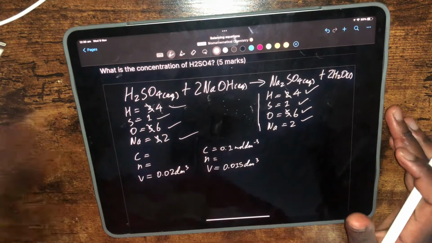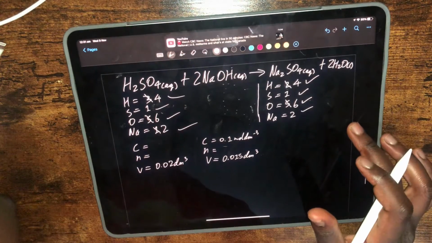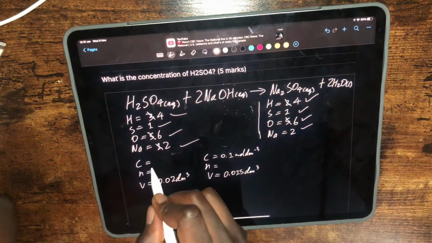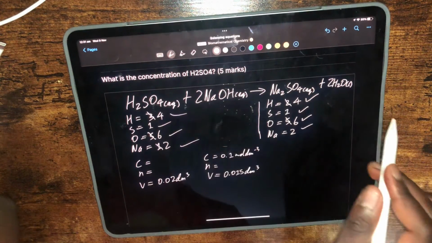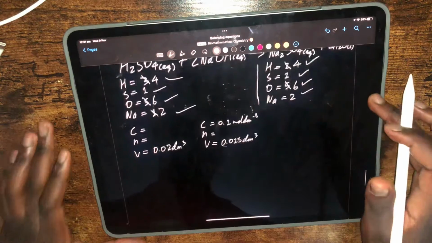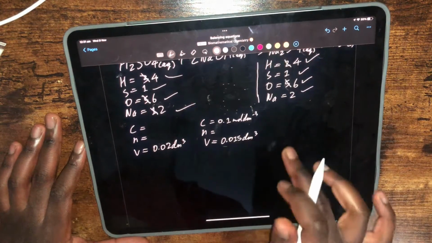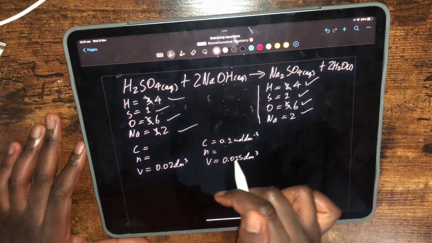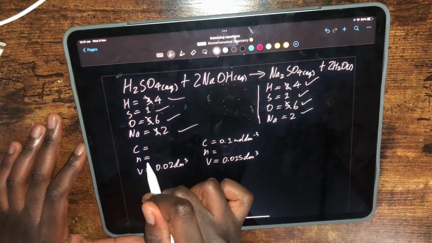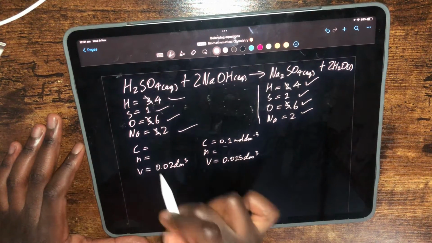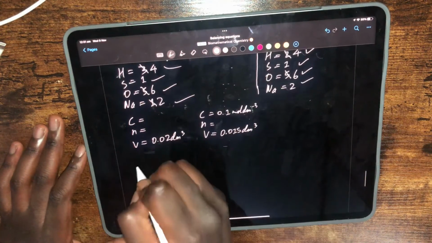What we're trying to find out is we need to get to here. How can we get to here? We can work out the moles. We've already written out the equation, so let's just do that now. If we can find out the moles of this, we can use the mole ratio to find out the moles of this, and then once you have the moles and the volume, you can work out the concentration.